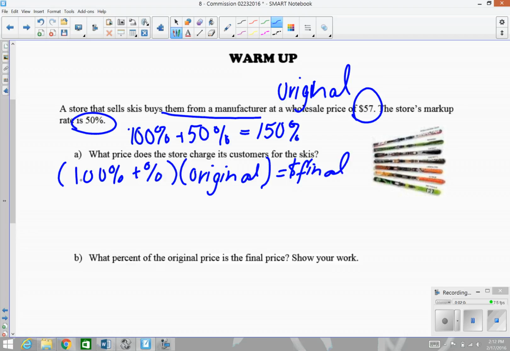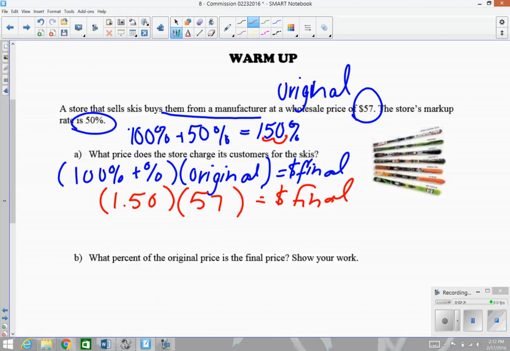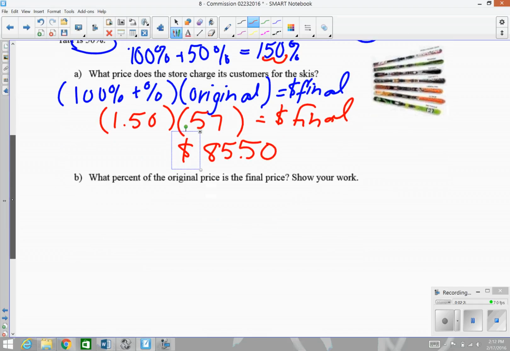So we have 150% right here, which, if we move our decimal over, we're going to be substituting 1.5 or 1.50 times that original price of 57 is going to equal that final selling price, and you should get $85.50. Please check and correct your paper.